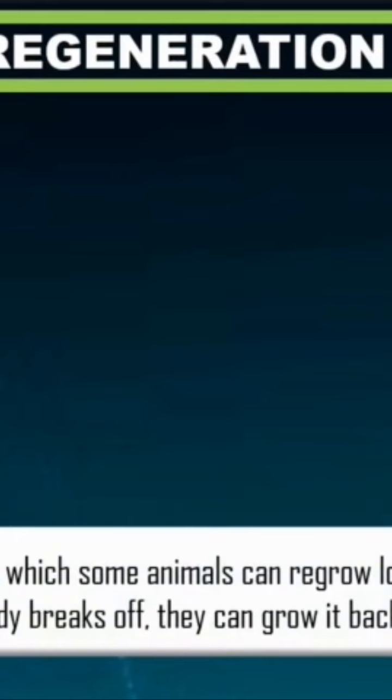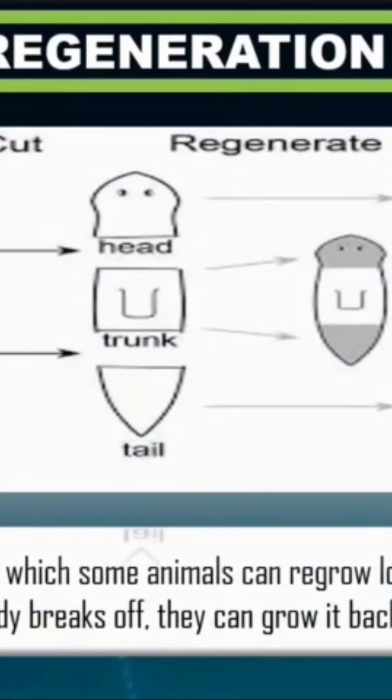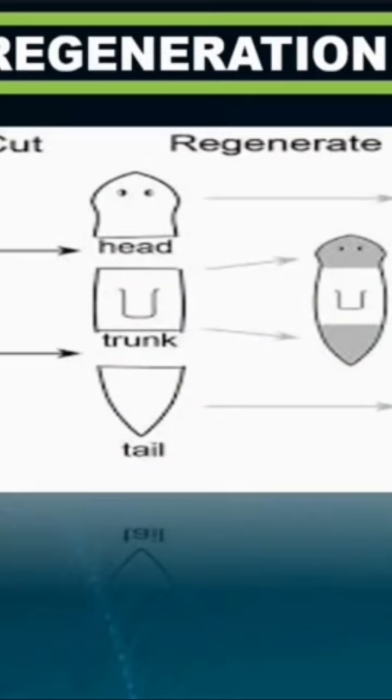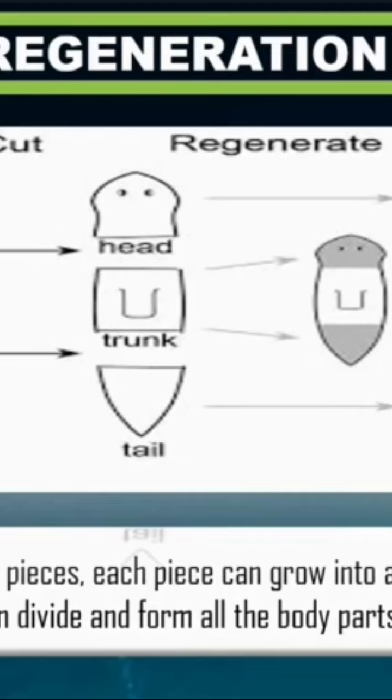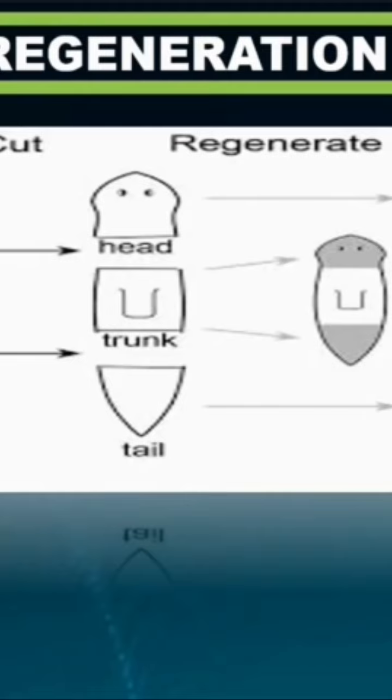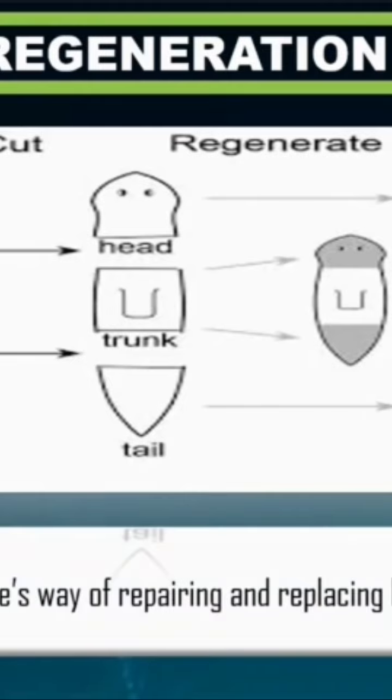Next is regeneration, where animals can regrow lost or damaged body parts. If a part of their body breaks off, they can grow it back naturally. In planaria, if it is cut into several pieces, each piece can grow into a complete new planaria. In short, regeneration is nature's way of repairing and replacing lost parts in certain animals.